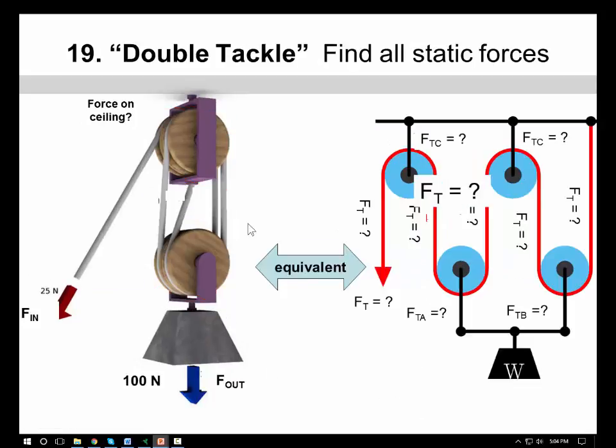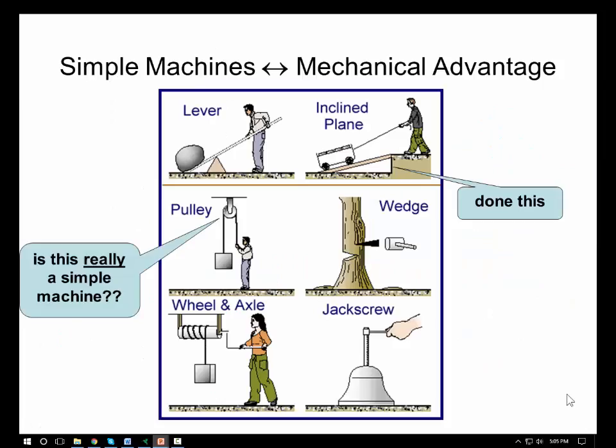And lastly, I have what's called a double tackle. You'll notice I have a double pulley up top, double pulley on bottom. These are a tandem version on the right. And so perhaps what you could do is look at this or this as your free body diagram for each situation and see what happens.